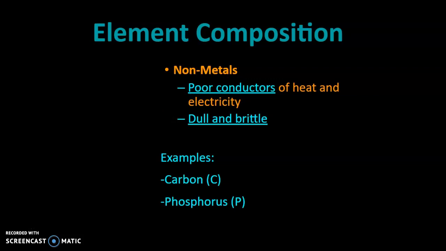In contrast with metals, non-metals are poor conductors of heat and electricity, and they'll be dull and brittle. They do not conduct electricity, they'll be dull. And the examples include carbon, phosphorus, and much more, which you will learn at the end of today's class.